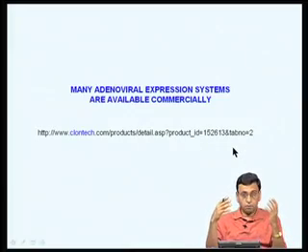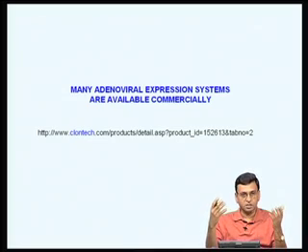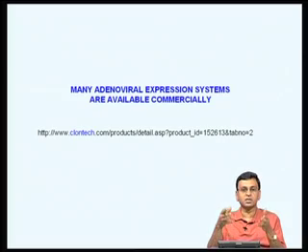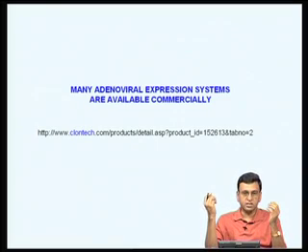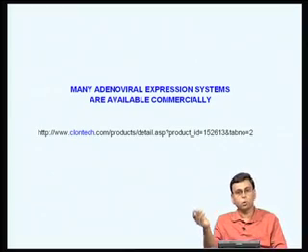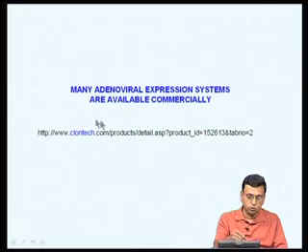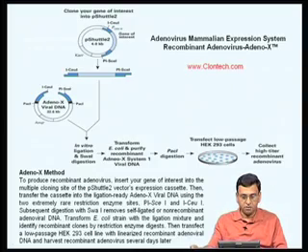Now, today we have a number of companies which sell these kinds of adenoviral expression systems, so you don't really have to construct recombinant adenoviral vectors or generate packaging cell lines. You can just go and buy these expression systems from commercial companies. You just clone your gene into those adenoviral vector systems, take the packaging cell line provided by the company, and you can generate your own replication defective adenoviruses. For example, one of the very popular companies which sells these expression systems is called Clontech, and I'm just listing some of these things.